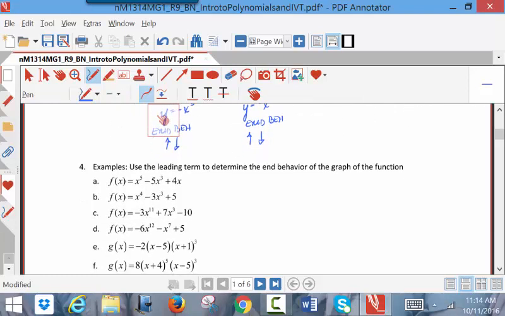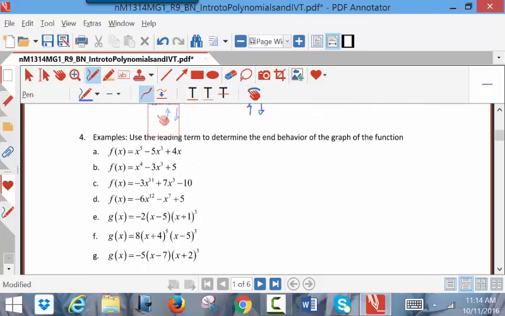So now let's take a look at this list of functions. We have no clue what their graph looks like, but we're going to discuss the end behavior. So on the first part A, what is the degree? What is the degree of this f of x? It's a fifth degree polynomial, right? Because the x to the fifth, the 5 is the highest. So it's an odd degree polynomial.